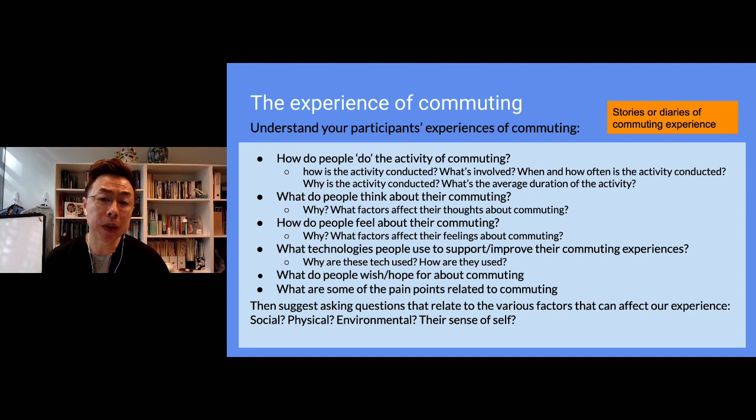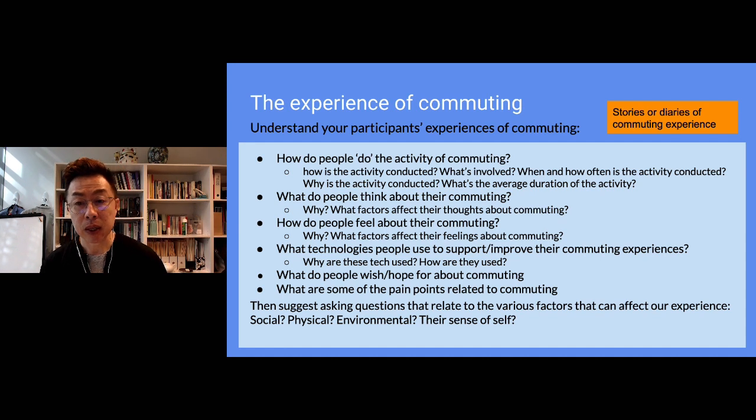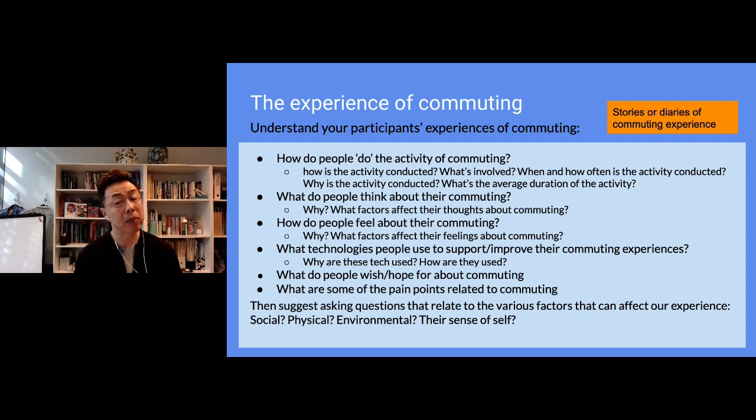So we're interested in the experience of commuting, and these are some of the questions that I think will be helpful to you when you're asking about people's commuting experiences. In the orange box, I'm saying that you could be asking people to tell you stories and keep diaries of the commuting experience. I'm going to talk about stories in another video lecture for this week. But what you need to understand, I've tried to capture in that light blue box.